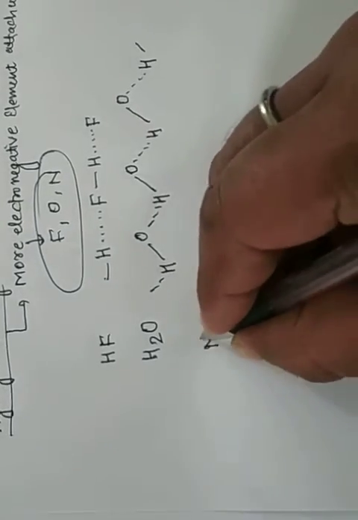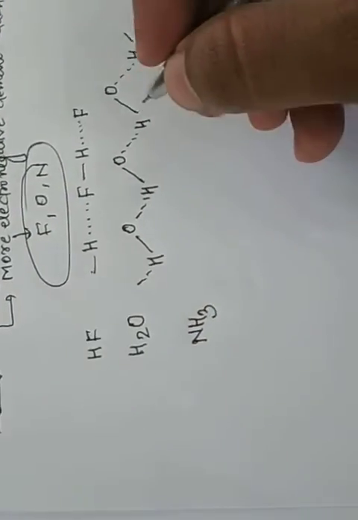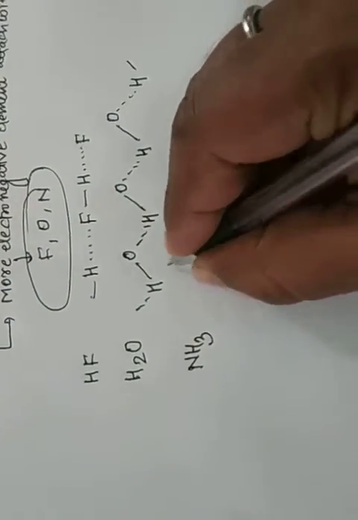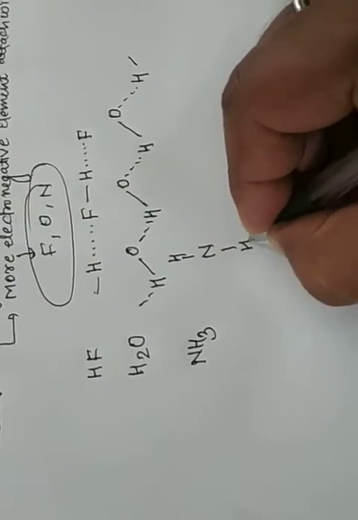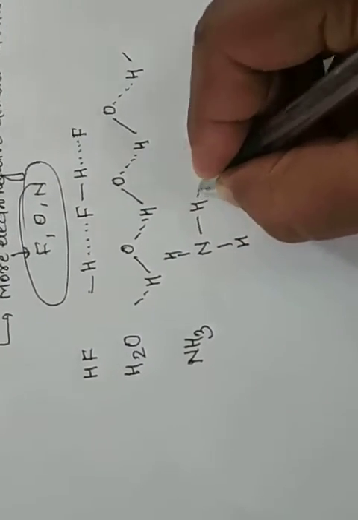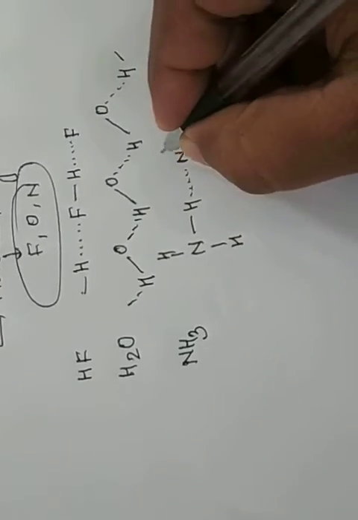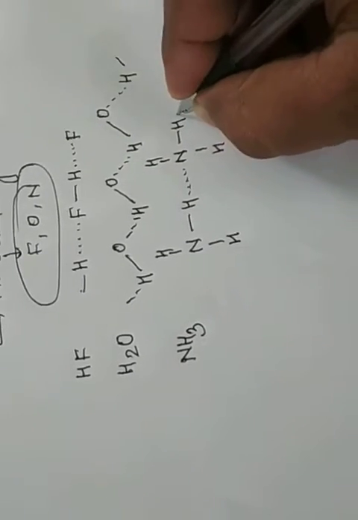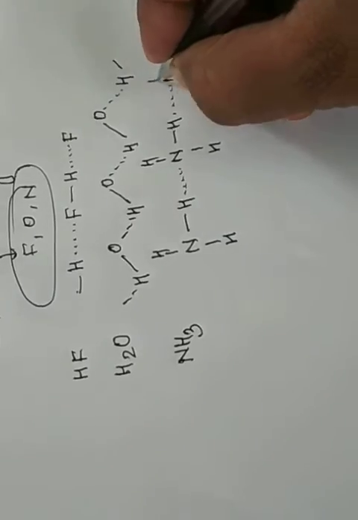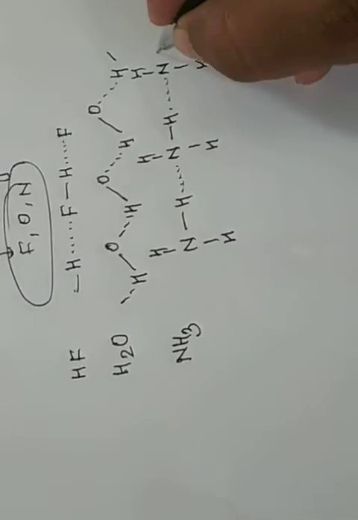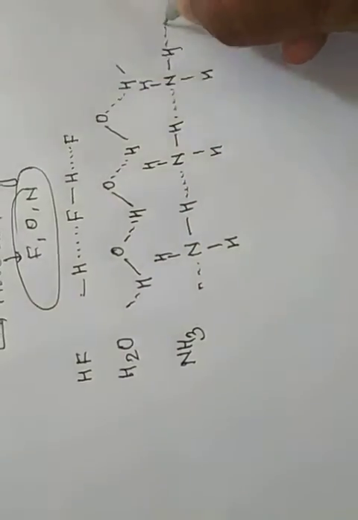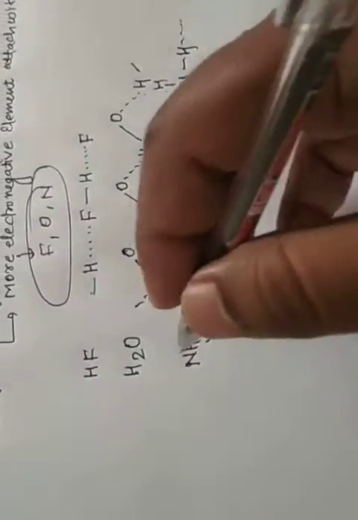Now suppose you have ammonia. You know very well ammonia is highly soluble in water, and the main reason is hydrogen bonding. Nitrogen is attached to three hydrogens, and this hydrogen is attached with a dotted line. Again this hydrogen. So this is the main structure of HF, H2O and NH3, and there is a hydrogen bond.